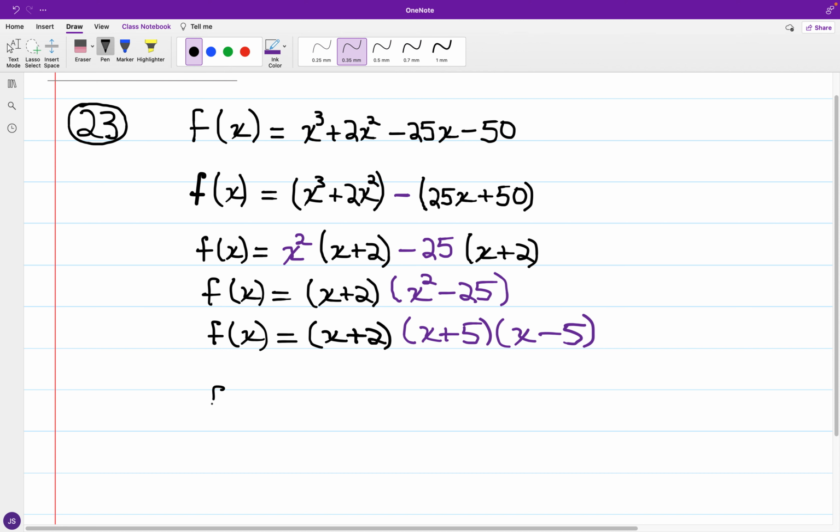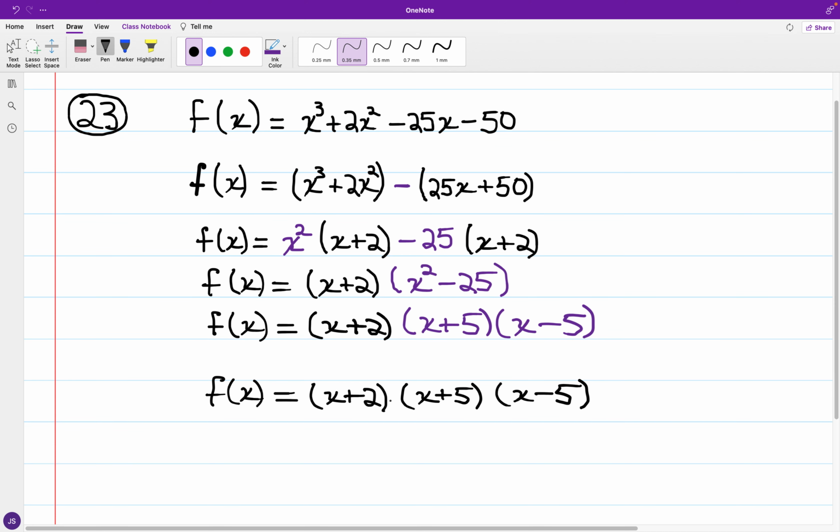Looking at identifying the zeros and their multiplicities, for the factors you have x plus 2, x plus 5, and x minus 5. You do not see a raised power outside the parentheses for any of these binomial expressions, but implicitly x plus 2, x plus 5, and x minus 5 are each first order.